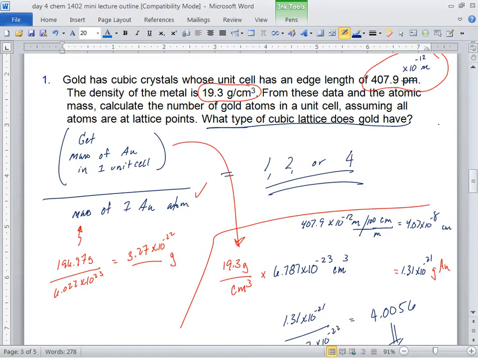So the trick to doing these: figure out what type of cubic lattice it is, then figure out the mass of one of the atoms. You also got to figure out from the density all the mass that's in that one unit cell. Every time, it's going to be the exact same problem. They give you the length of one side. You cube it, multiply by the density, and get the mass. Divide by the mass of one atom to see how many atoms are in there, and you'll get 1, 2, or 4 every single time.